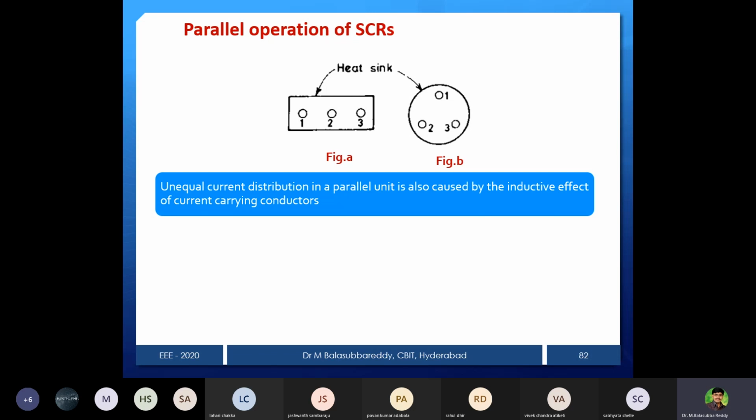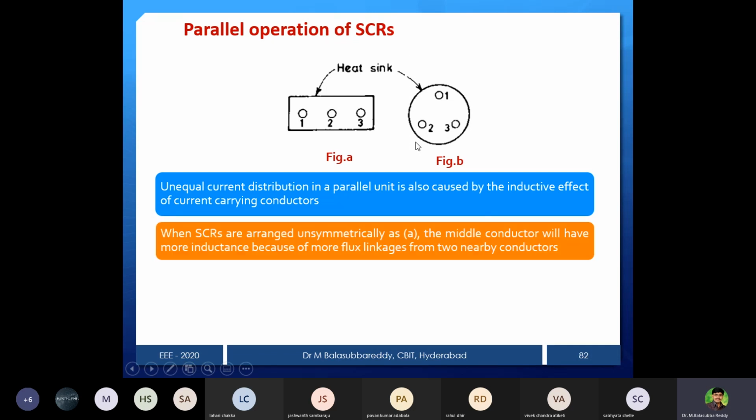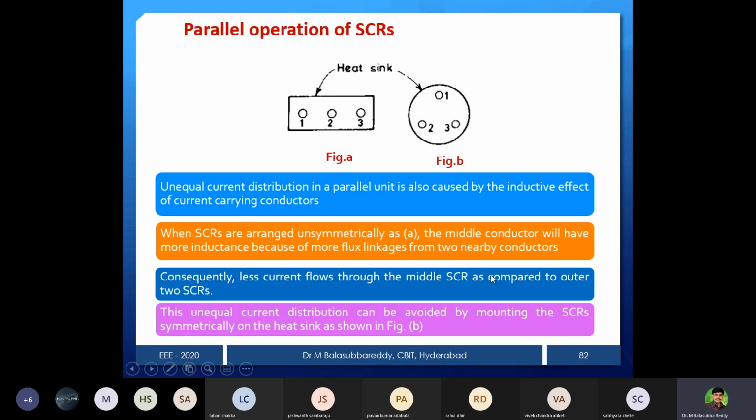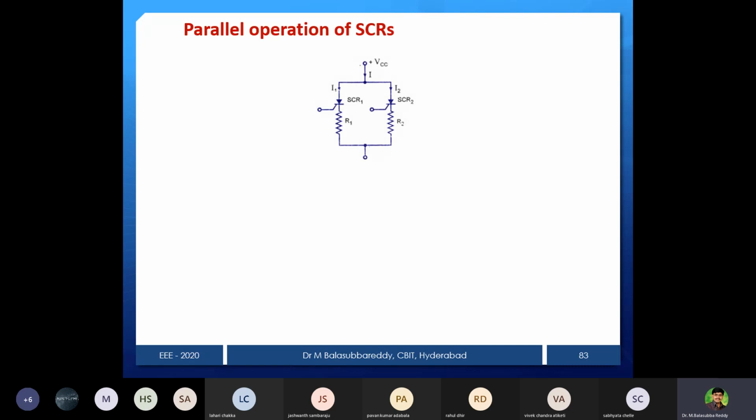That's why, to overcome the drawback, what we are doing is we are using a symmetrical arrangement. Then what will happen? All the three conductors' distances are the same. In the unsymmetrical case, the middle conductor will have more inductance. But to overcome the drawback, we have to go for a symmetrical configuration. So that's what I mentioned. In this unsymmetrical case, less current will flow through the middle SCR compared to the other ones. That is, unequal current distribution is taking place. To overcome that, we have to go for figure B, which is a symmetrical configuration.